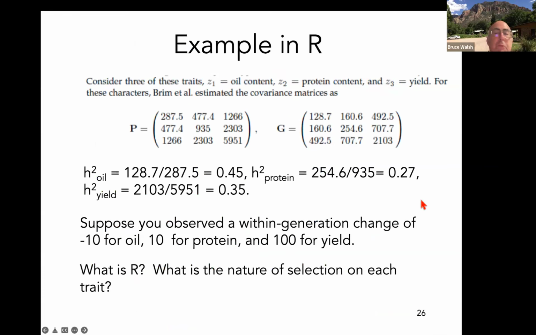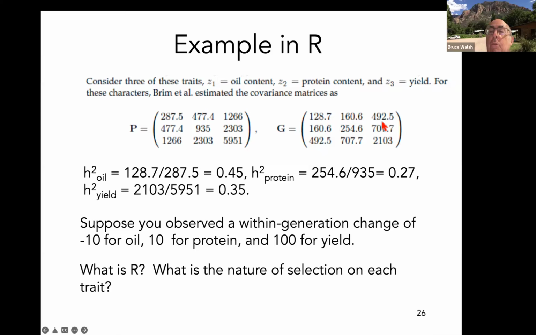So an example helps. This is data on soybeans. Trait 1 is oil, trait 2 is protein, trait 3 is yield. So for example, here are the variances of trait 1, trait 2, trait 3 phenotypic. They're the phenotypic correlation between 1 and 2, 1 and 3, 2 and 3. Here are the genetic variances, trait 1, trait 2, trait 3.